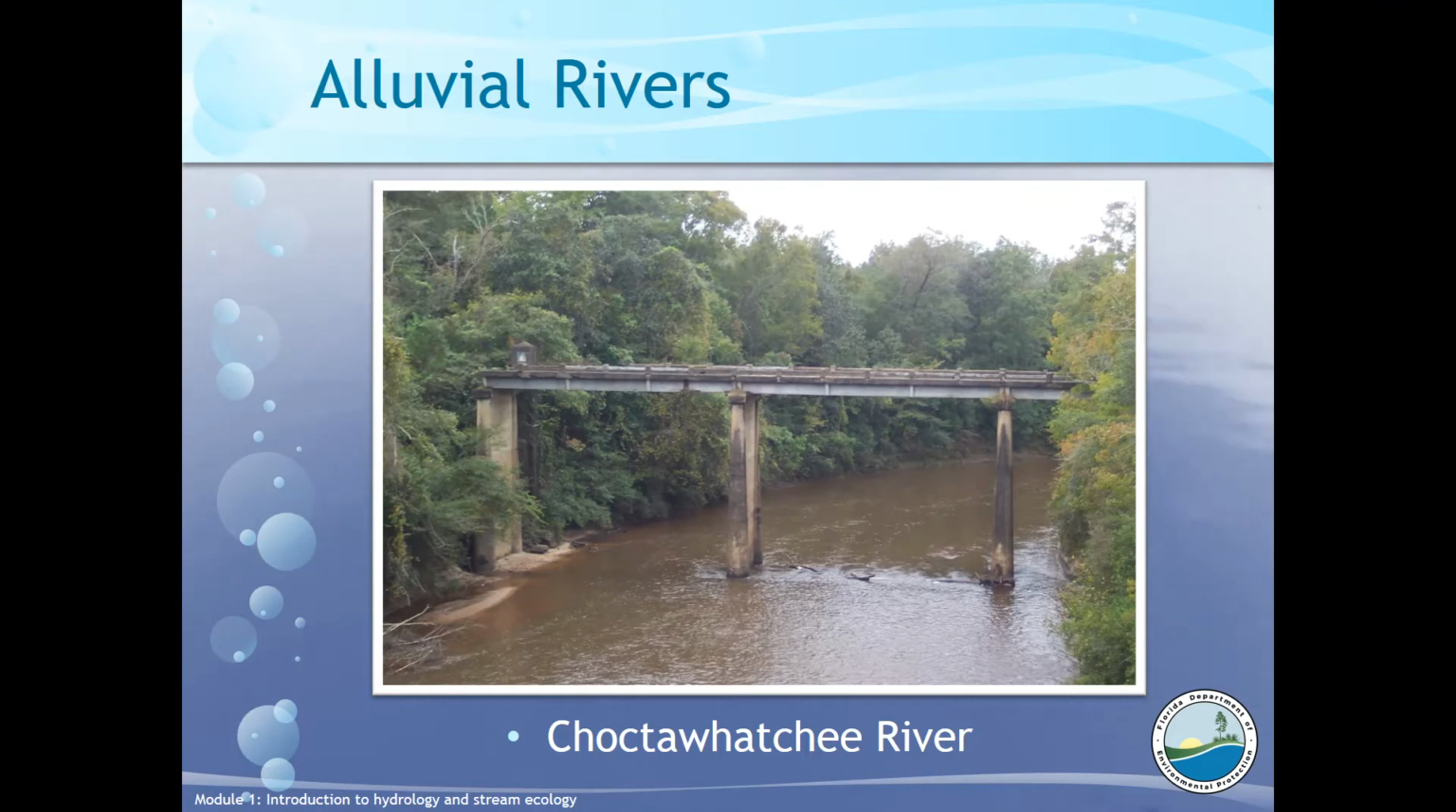These systems are sparsely distributed in Florida and are generally restricted to the Florida Panhandle. And because they originate in states to the north of Florida, they're often referred to as continental rivers. Examples include the Escambia, Choctawhatchee, Apalachicola, and Ochlockonee. In this photograph of the Choctawhatchee River, you can see it has a slightly muddy appearance, and this is the result of the alluvium that's being carried downstream.